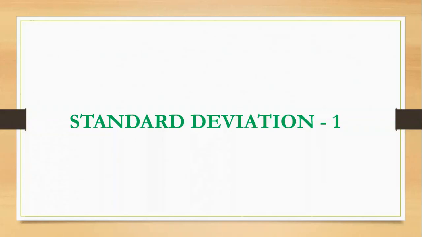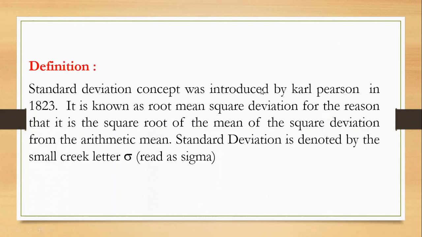First, what is standard deviation? The author of the standard deviation is Karl Pearson. In 1923, the standard deviation was introduced. It is known as the root mean square deviation. It is the square root of the mean of the squared deviations from the arithmetic mean.